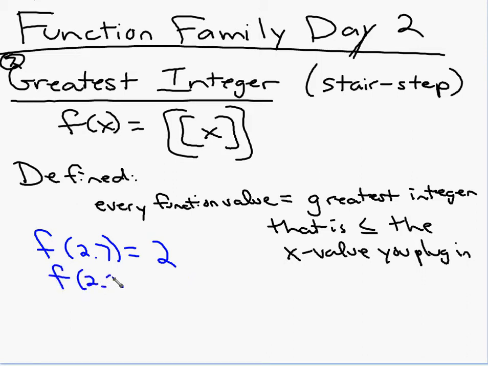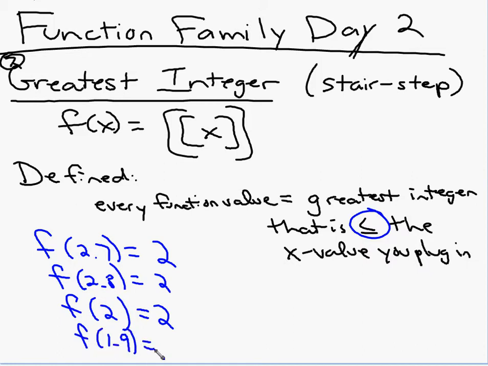What would f of 2.3 be? 2. What would f of 2 be? 2. Because notice we said that is less than or equal to the x value you plug in. Now, as soon as I go down one more, like to f of 1.9, what would that be? 1. Okay? And it works that way if you get into the negative values as well. What if I were to do f of negative 1.6? Now be careful, it's the next integer that is less than or equal to that one. Wouldn't that be negative 2?